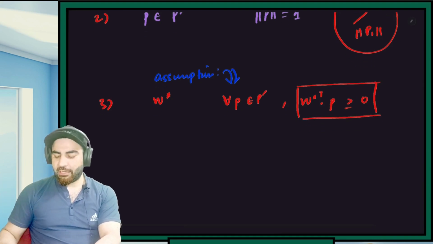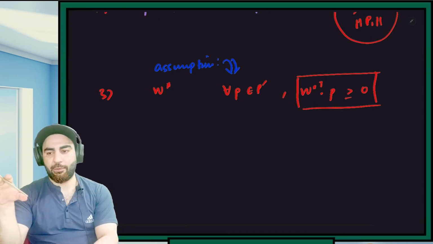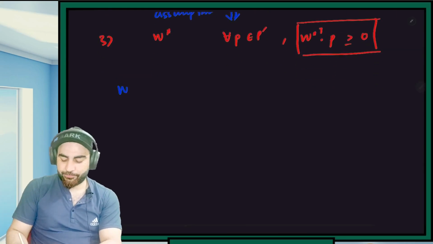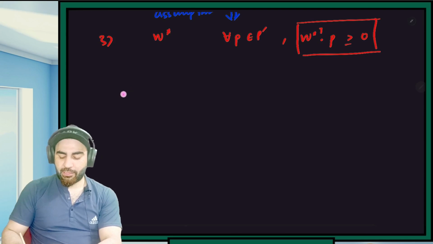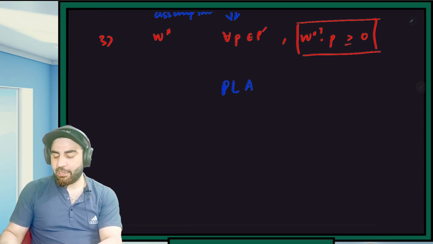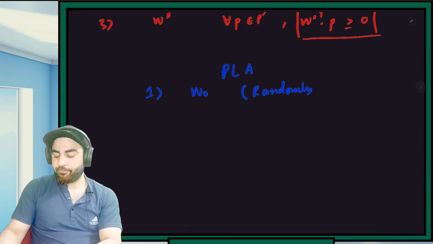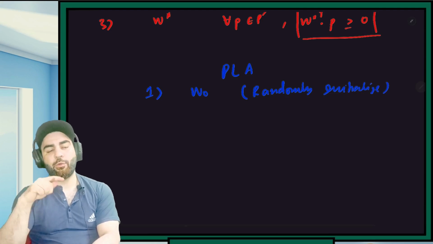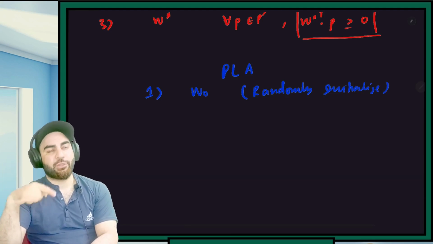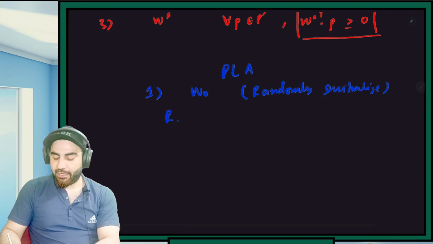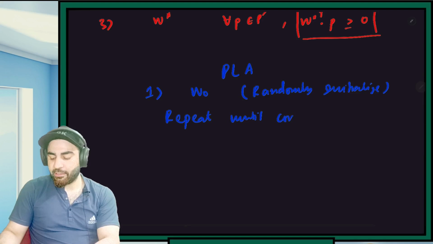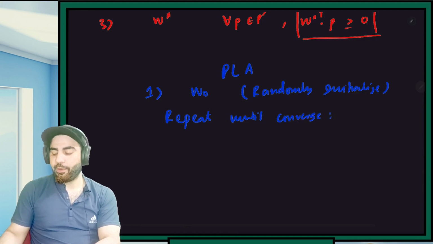The perceptron learning algorithm will initially randomly initialize this W naught. We'll call this W naught. So step 1, if you remember, was to randomly initialize W naught. And then we'll repeat until convergence. Till it has not converged, we'll repeat a step. You know the meaning of convergence, and we have also seen the code of this. So what should we repeat?